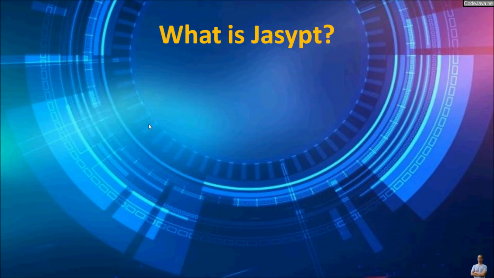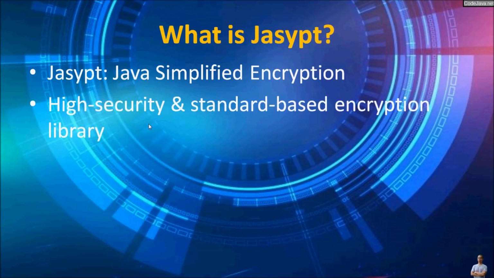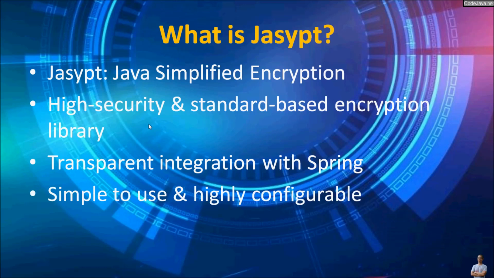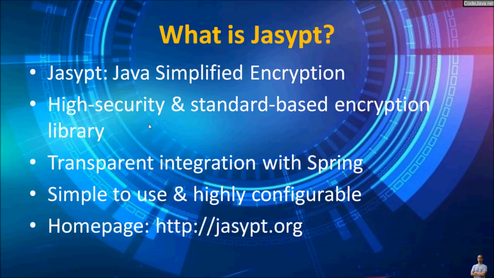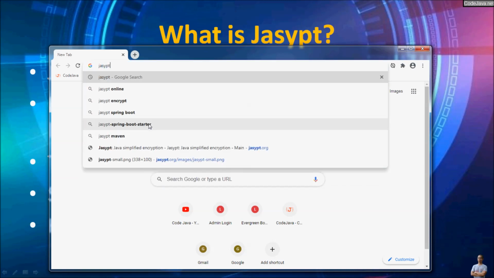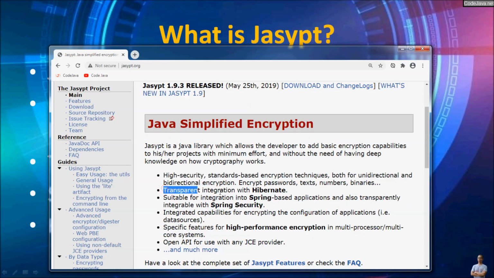Firstly, let's understand briefly about Jasypt. Jasypt stands for Java Simplified Encryption. It is a high security and standard-based encryption library written in Java. Jasypt provides seamless and transparent integration with Spring Framework, so it is very simple to use, but still highly configurable. And this is the home page of Jasypt. So head over to the Jasypt homepage here, jasypt.org. You see, it is a Java Simplified Encryption library, high security, transparent integration with frameworks like Hibernate and Spring.